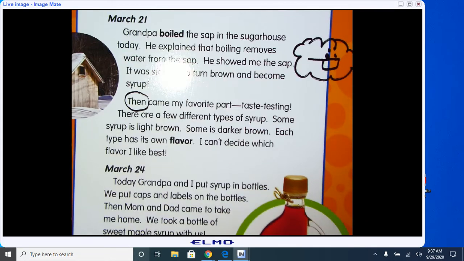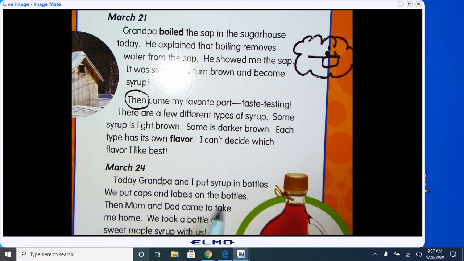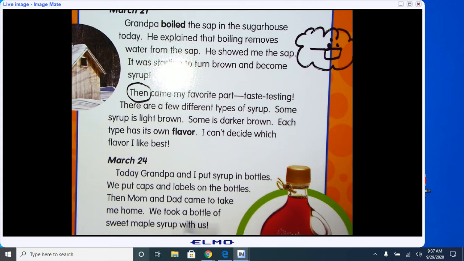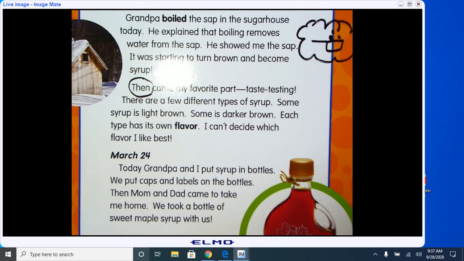March 24th. Today, Grandpa and I put syrup in bottles. We will put caps and labels on the bottles, and then Mom and Dad came to take me home. We took a bottle of sweet maple syrup with us.